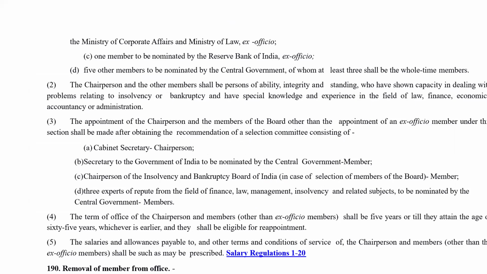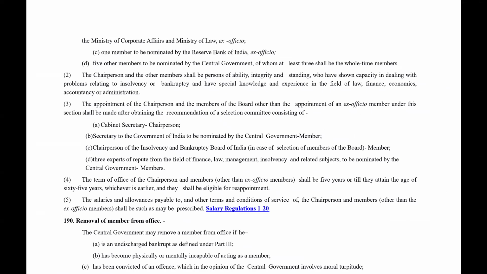The chairperson and other members shall be persons of ability, integrity and standing who have shown capacity in dealing with problems relating to insolvency or bankruptcy and have special knowledge and experience. ठीक है। Appointment of chairperson and other members of the board, other than the appointment of an ex officio member, shall be made after obtaining the recommendation of a selection committee.